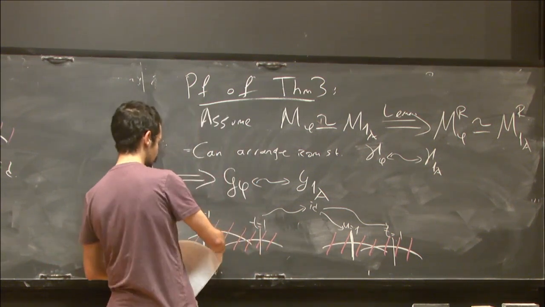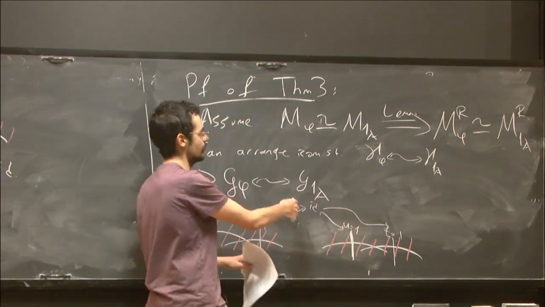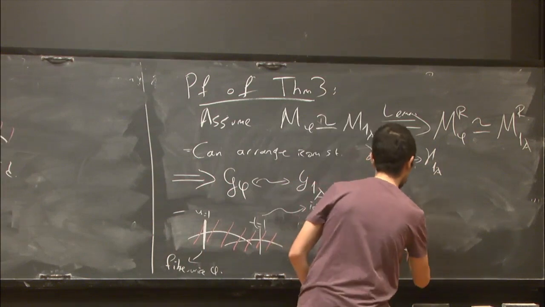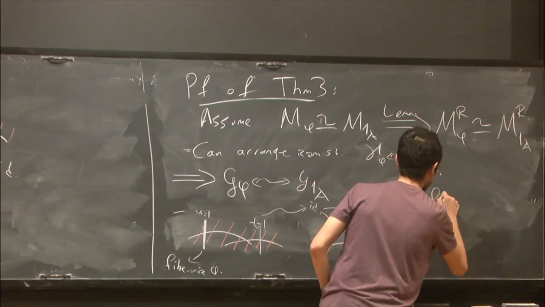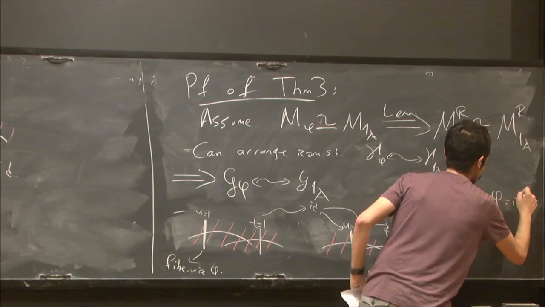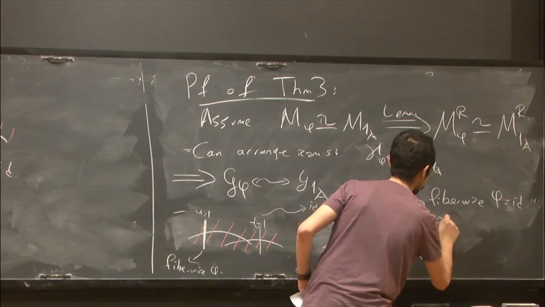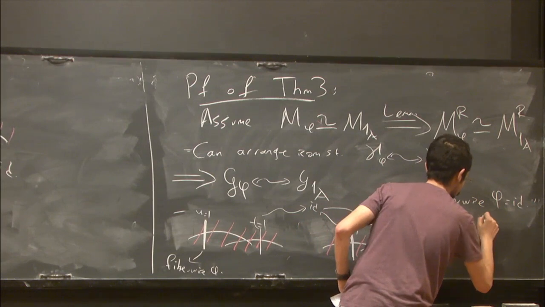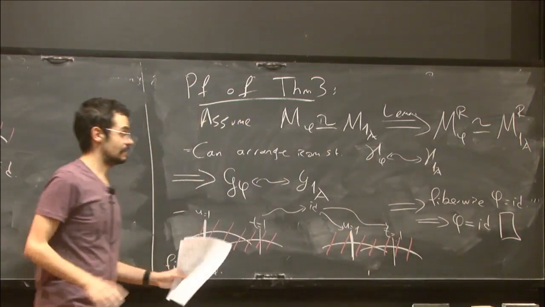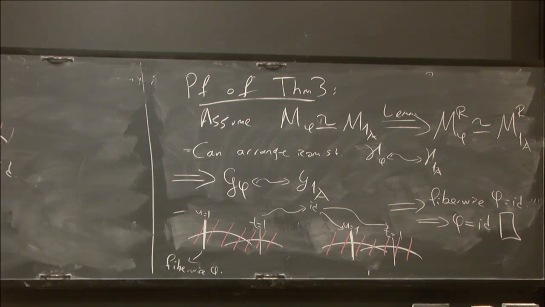So that tells you that fiberwise phi corresponds to identity under this equivalence. In other words, fiberwise phi is just identity, and that implies phi is identity. And that's the proof of theorem 3. And I'm done.